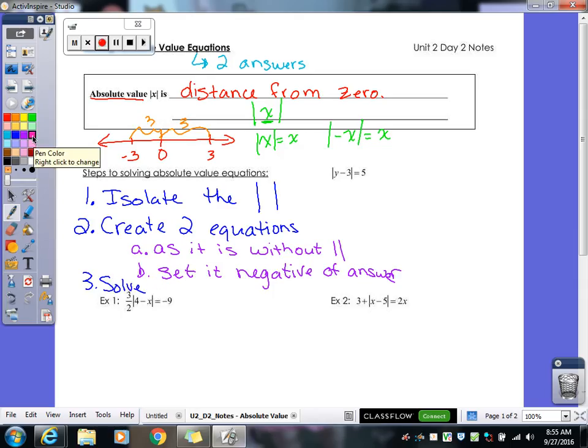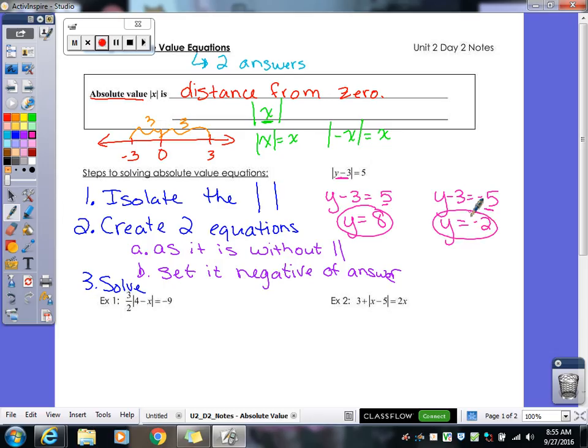So let's take a look at our example up here. We have absolute value of y minus 3 equals 5. So again, that means anything inside these absolute value bars can equal a positive 5, or the stuff inside the absolute value bars can equal a negative 5. So once we create our two equations, which is the positive version and the negative version of your answer, then you just go ahead and solve your equation. So here I would add my 3 over. I get y equals 8. This side I would add my 3 over, and I get y equals negative 2.